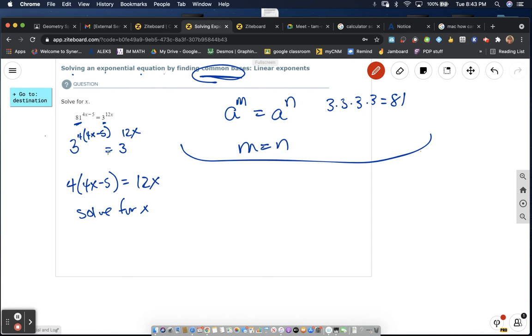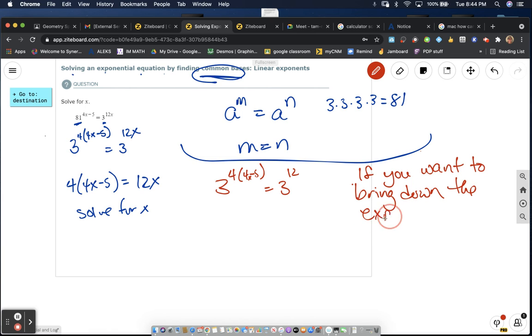Well, this is logical, but 3 to the 4 times 4x minus 5 is equal to 3 to the 12x. Okay, what did I tell you? If you want to get rid of the exponent, what I meant by this is if you want to bring the exponent down, then take the log. I guess I should put it this way. If I said undo an exponent, to undo an exponent means to bring it down. If you want to bring down the exponent, there's many ways to solve it.